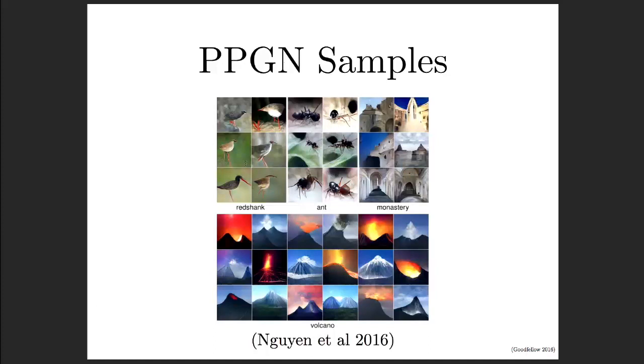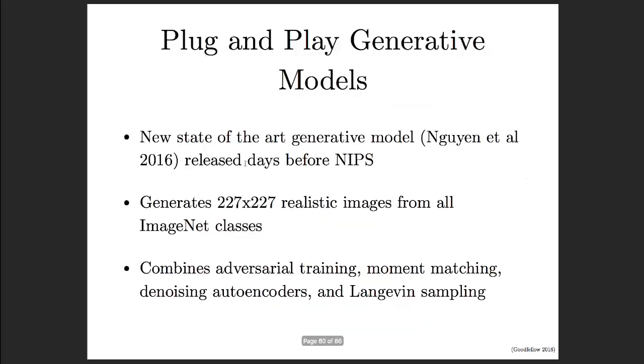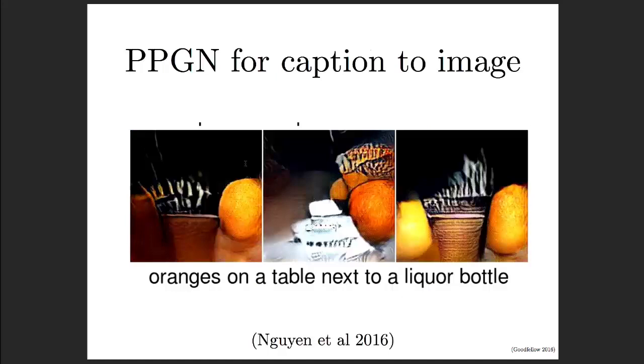Plug-and-play generative models make 256 by 256 high-resolution images of all 1,000 classes from ImageNet and have very good sample diversity. The basic idea is to combine adversarial training, moment matching in a latent space, denoising autoencoders, and Monte Carlo sampling using the gradient. And the really cool thing is they also work for captioning, or inverse captioning, where you generate images by giving an input sentence that describes the image.